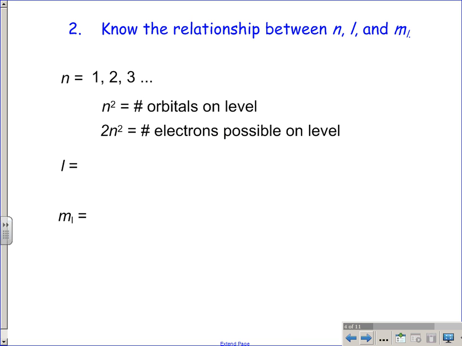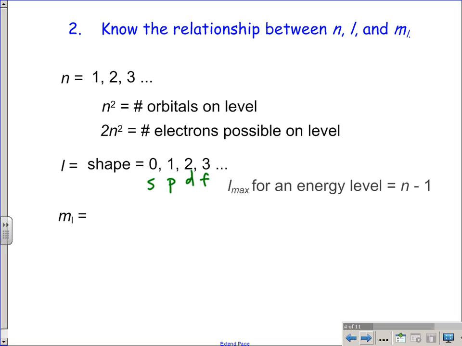L, this is always one that throws people. Remember, L is the shape, and that's 0, 1, 2, 3. The way to think about this is shape. That's the number for S, that's the number for P, the number for D, and the number for F. So if you think of it through shape, as you learned it last year, it makes it a little bit easier. And remember, L is related to N. The maximum L value you can have on any energy level would be N minus 1. So on the third energy level, our maximum L value is 2. So we can have our 0, 1, and 2, our S, P, and D.